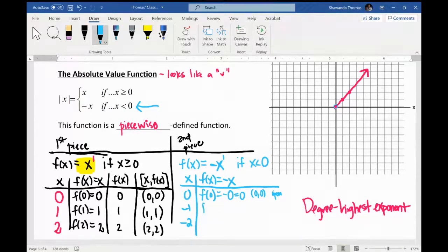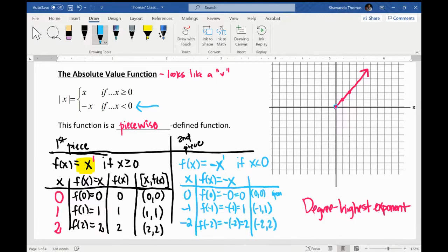All right. And then f of -1 equals the negative of -1. What is that? The negative of a -1 would be positive 1. So -1, 1. If you plug in a -2, then it's the negative of a -2, which equals positive 2. Then you get -2, 2.